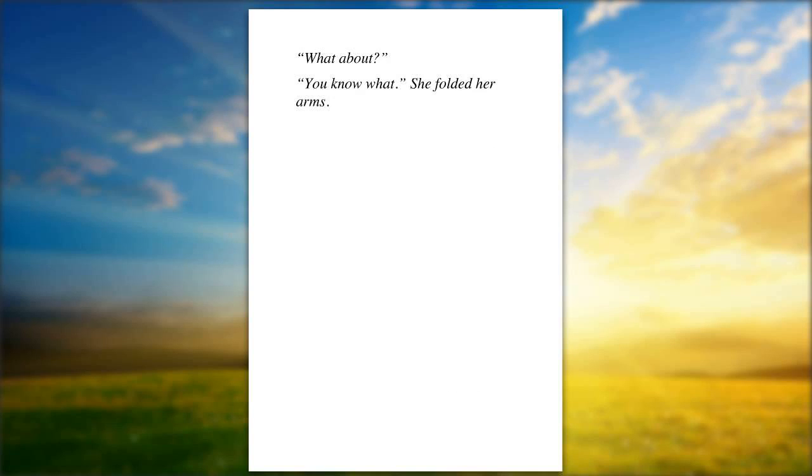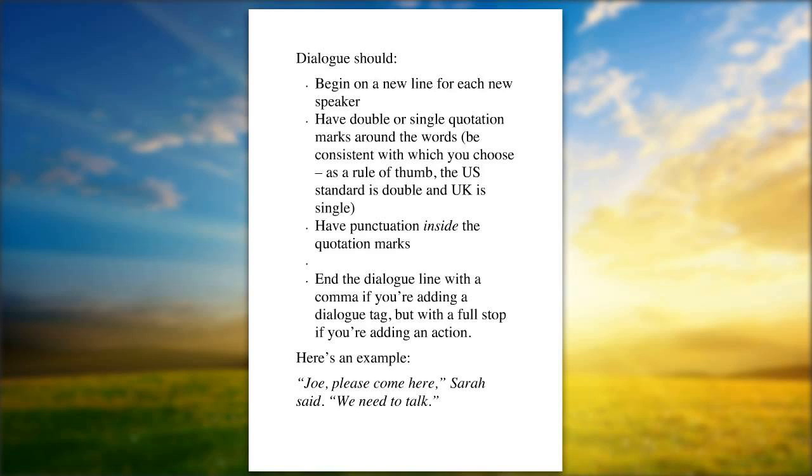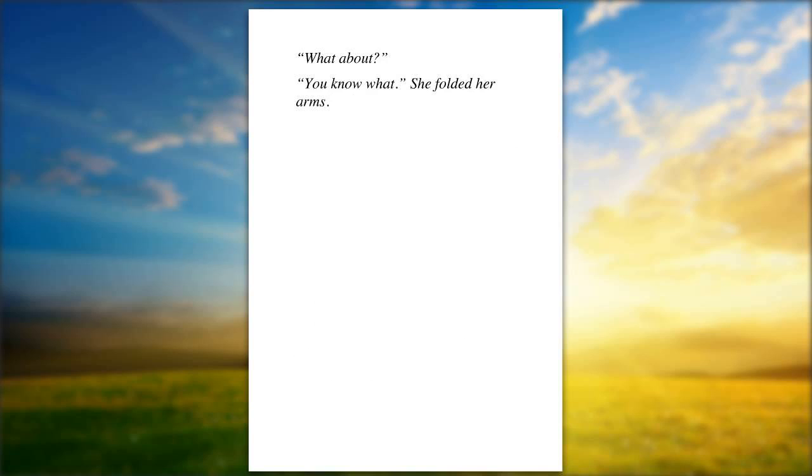And then what about, Sarah says, oh, hang on, I've missed that. "Joe, please come here," Sarah said. "We need to talk." We've got the comma before the dialogue tag. What about, says Joe. You know what? Then we've got a full stop because we haven't got a dialogue tag. We've got "she folded her arms," which is a sentence-like description.